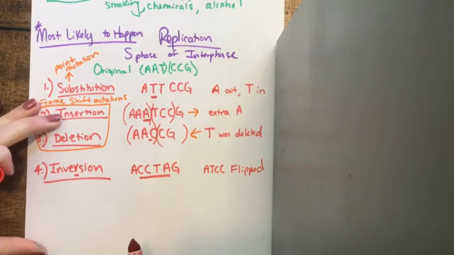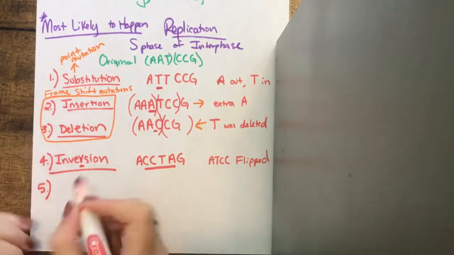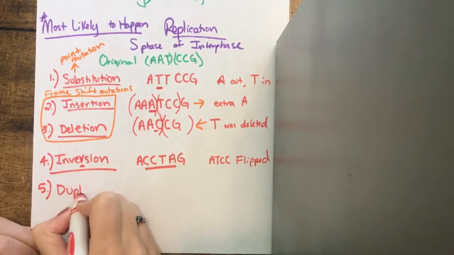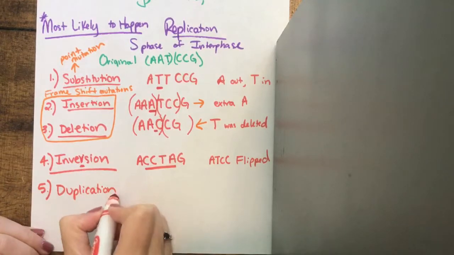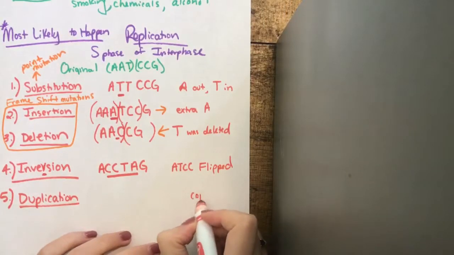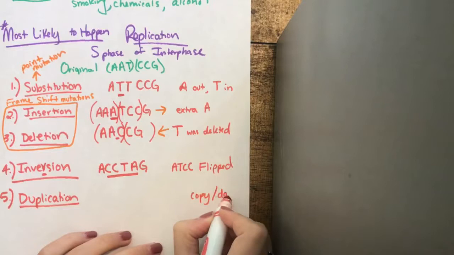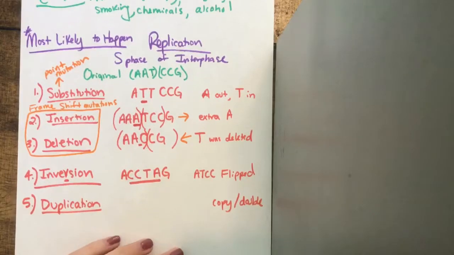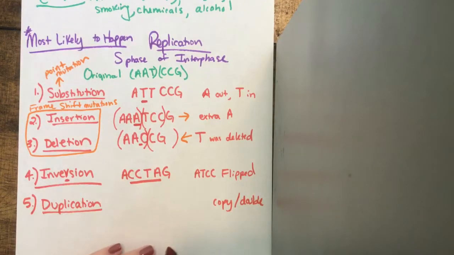All right, moving on. Next one is duplication. Okay, and a duplication just means to make an extra copy or to double. So copy or double. You just accidentally double something.